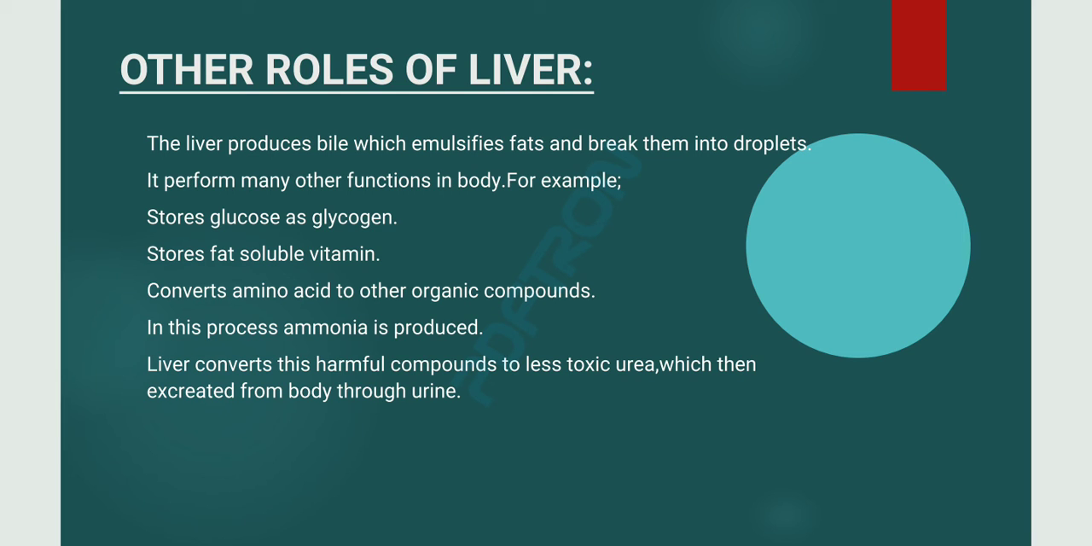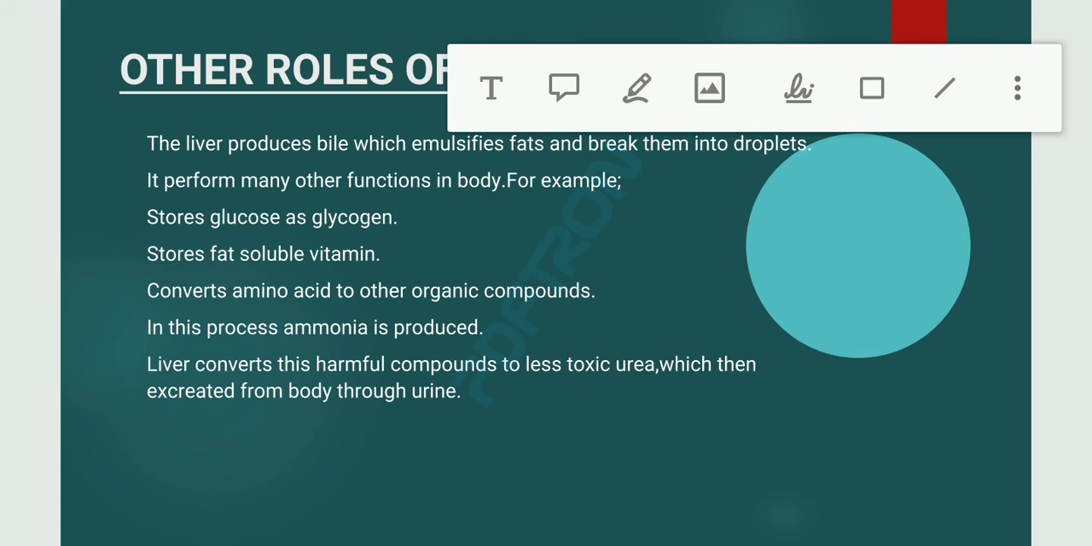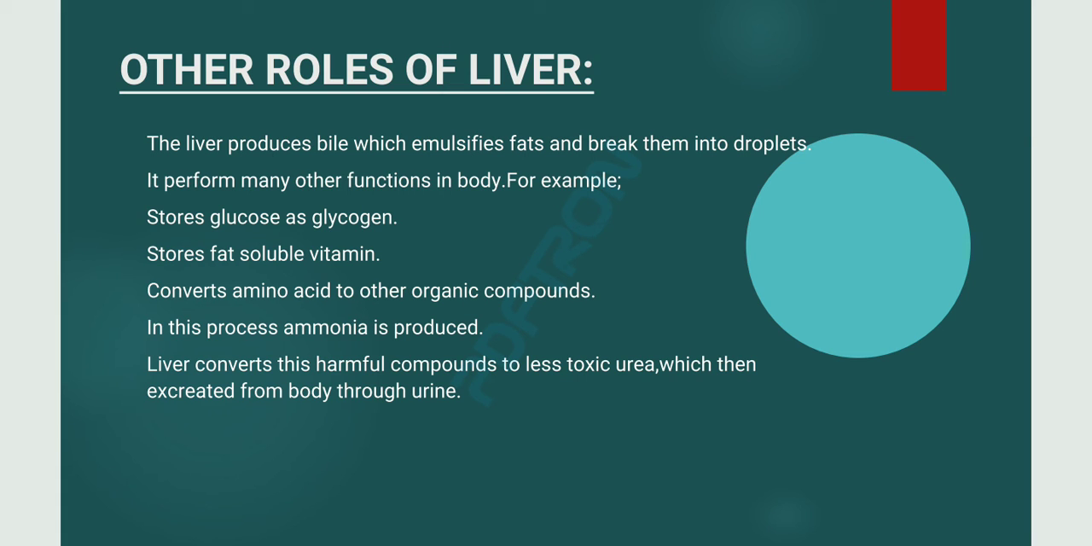Now, roles of the liver. Besides the secretion of bile, there are some other important roles of the liver. The liver produces bile which emulsifies fats and breaks them down into droplets. It performs many other functions in the body. For example, it stores glucose as glycogen. The extra glucose is basically stored in the form of glycogen in the liver.